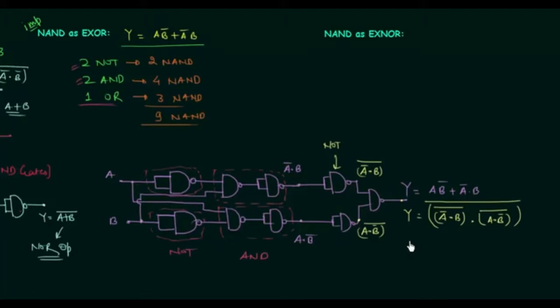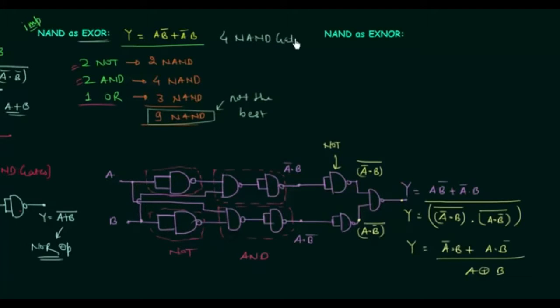We will use De Morgan's law to simplify this. Y is equal to A complement and B, or A and B complement. This is A XOR B. So we have implemented the XOR gate by using the 9 NAND gates, and this is not the best way to implement the XOR gate. We can implement XOR gate by using 4 NAND gates only, and here we are using 5 extra NAND gates.